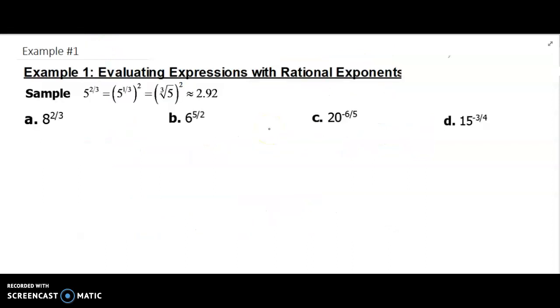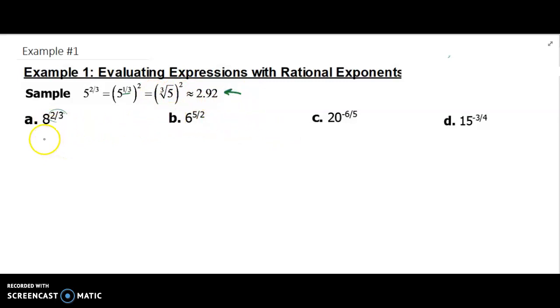All right, let's look at number 1 here. When we do this, notice if we have a fraction as an exponent, we can break that up to where it's just 1 over a number and then squared. So we're going to do each of these like we did here. Then we're going to plug them into our calculator and get an answer.